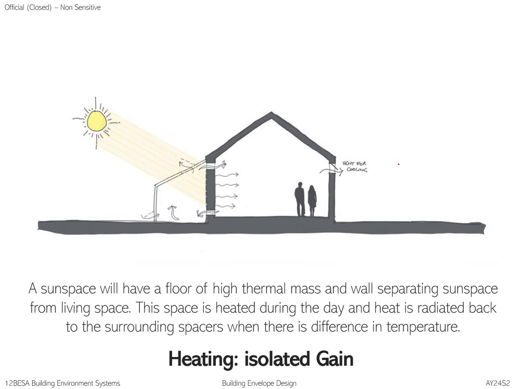Okay, so heating, there's also isolated gain. Here you see in this diagram the use of a sun space. It has a floor of high thermal mass and a wall separating the sun space from the living space. This space is heated during the day and the heat is radiated back to the surrounding spaces when there is a difference in temperature.